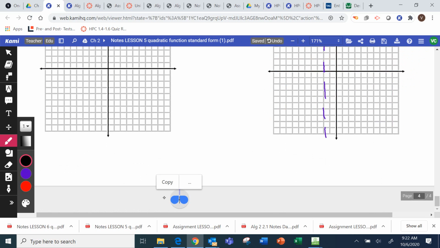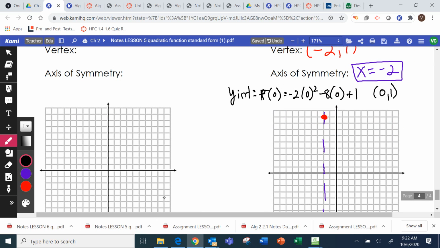Good, I have a y-intercept at 0, 1. So Sophie, now how many points do I have? Do I really have 2 or do I have more? I can reflect that one, and now I actually have 3 points.